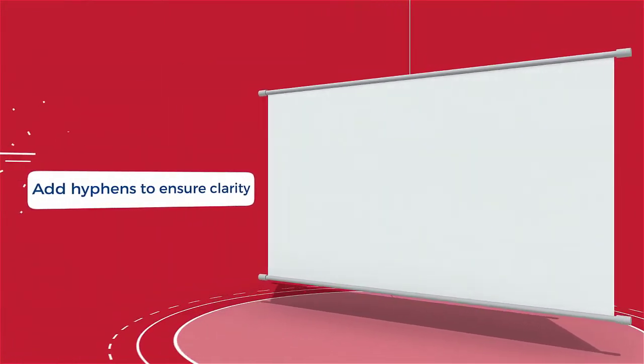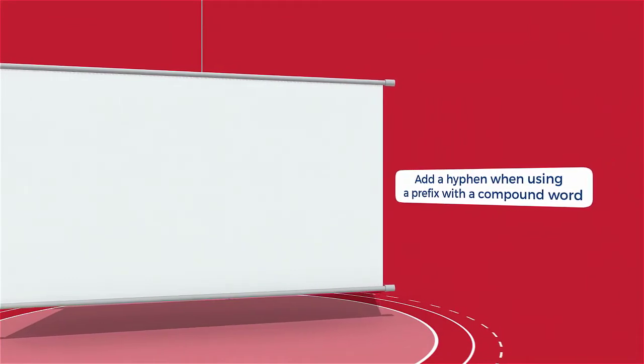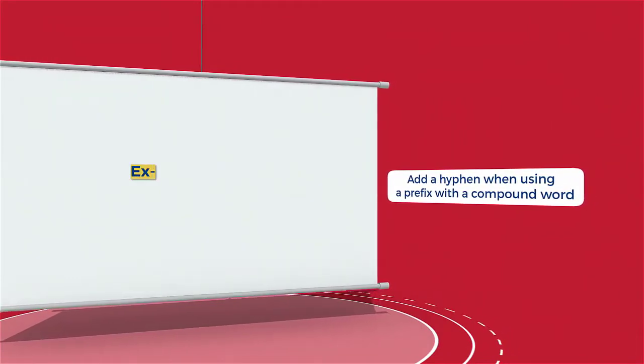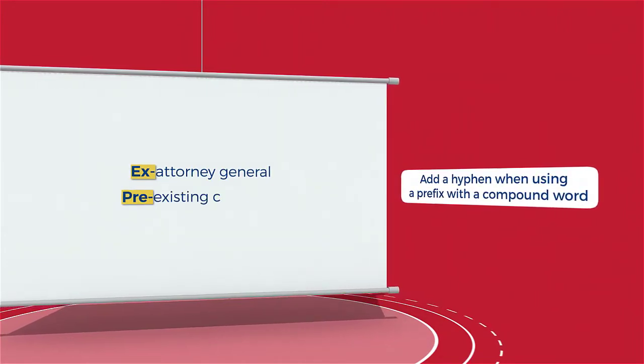Another rule is to add hyphens to ensure clarity. For example, you need to add a hyphen when you attach a prefix to a compound word. So the prefix ex is followed by a hyphen in ex-attorney general, and the prefix pre is followed by a hyphen in pre-existing condition.